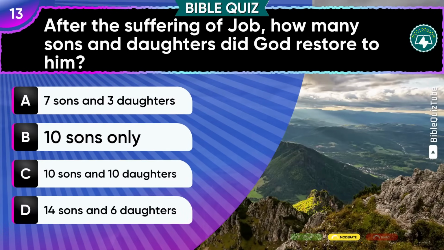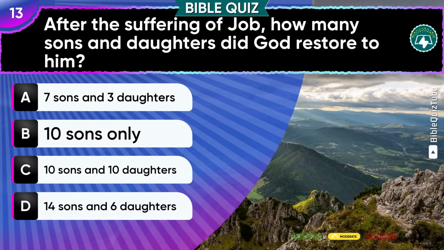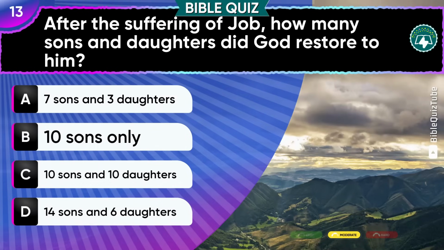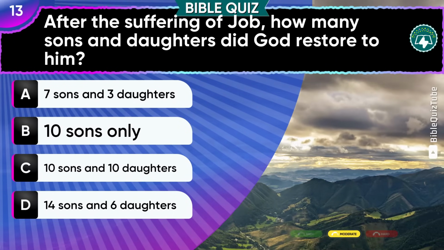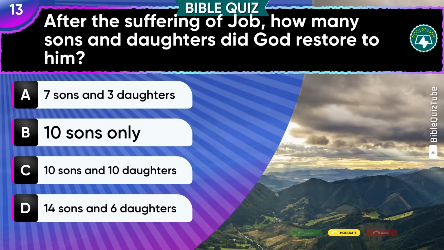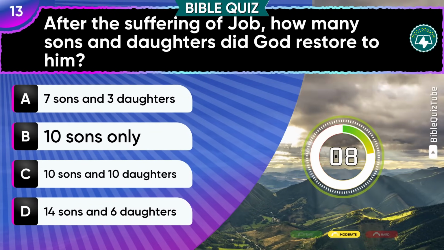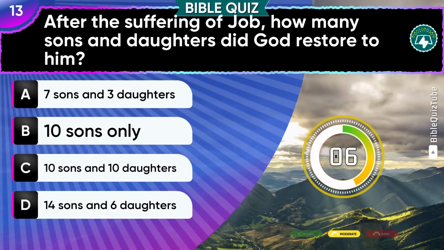Question 13. After the suffering of Job, how many sons and daughters did God restore to him? A. 7 sons and 3 daughters. B. 10 sons only. C. 10 sons and 10 daughters. D. 14 sons and 6 daughters.